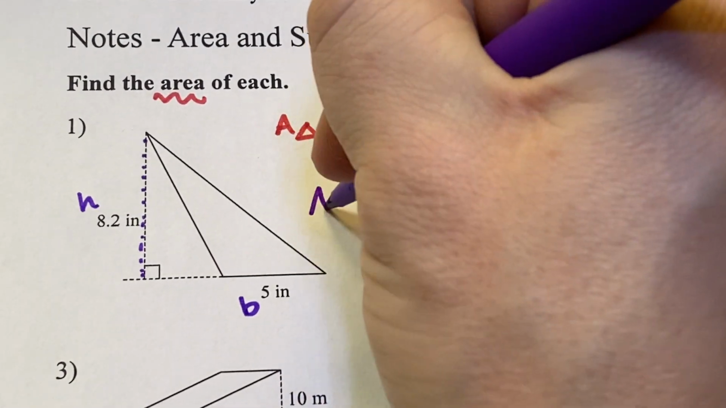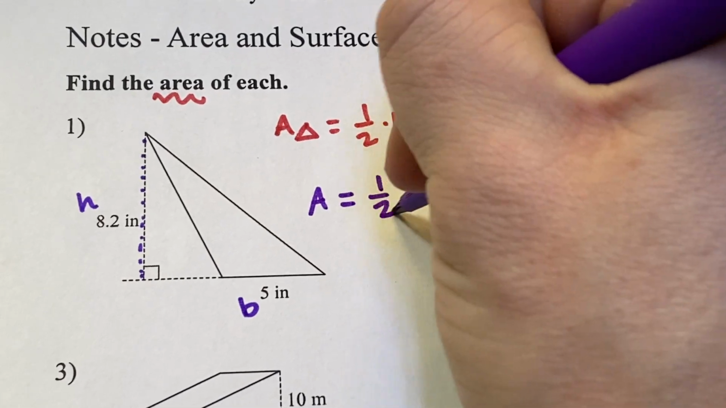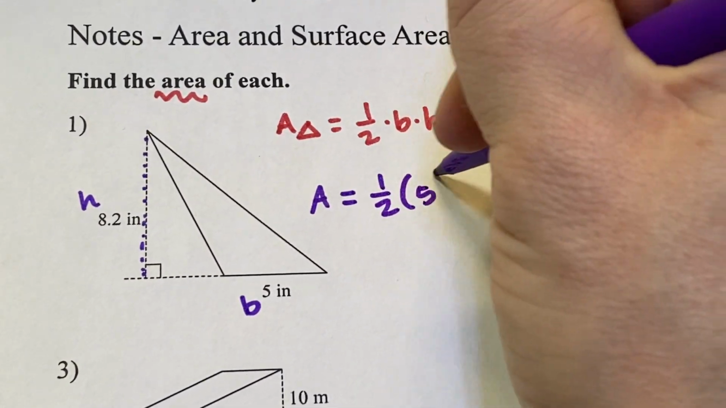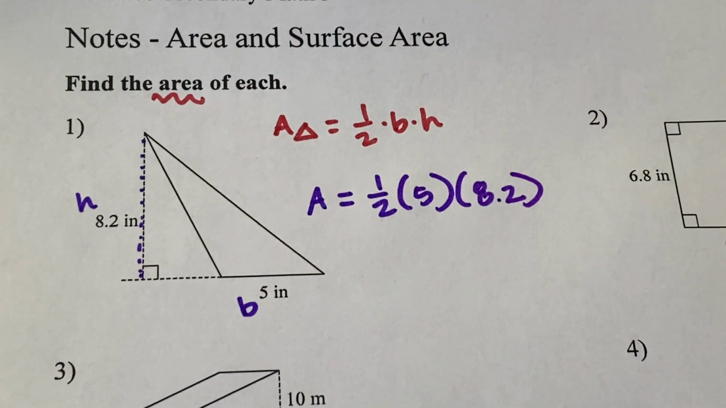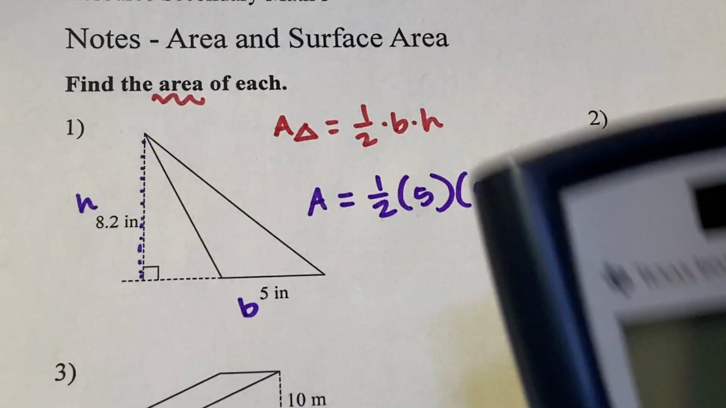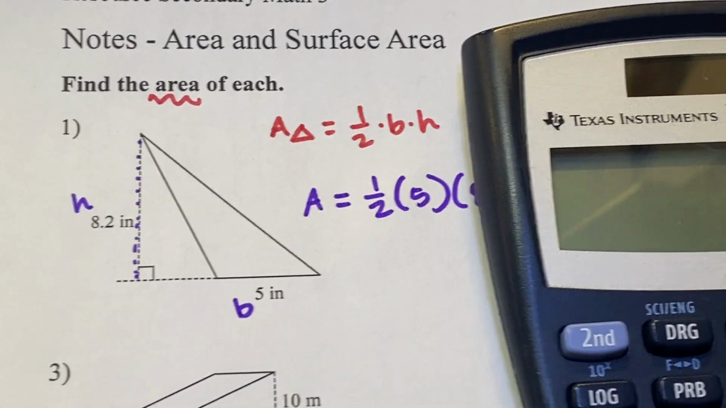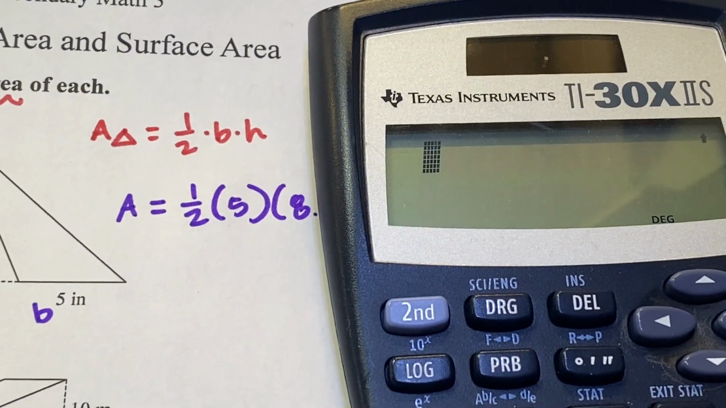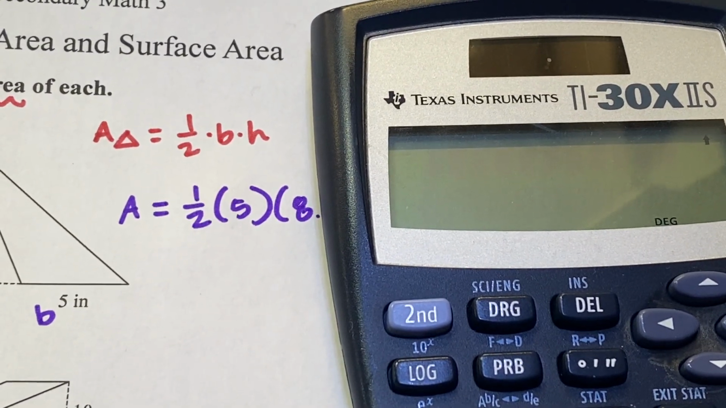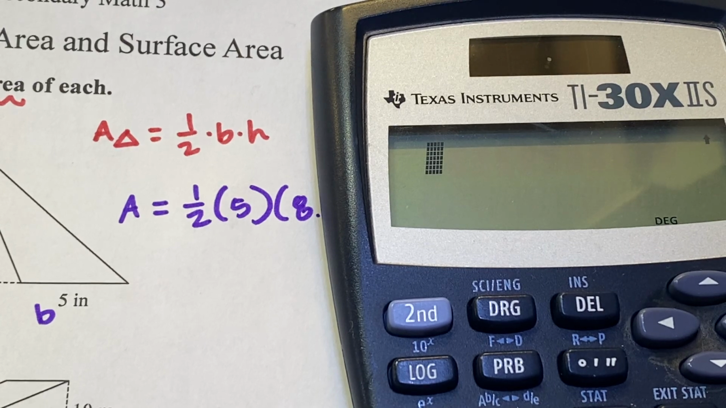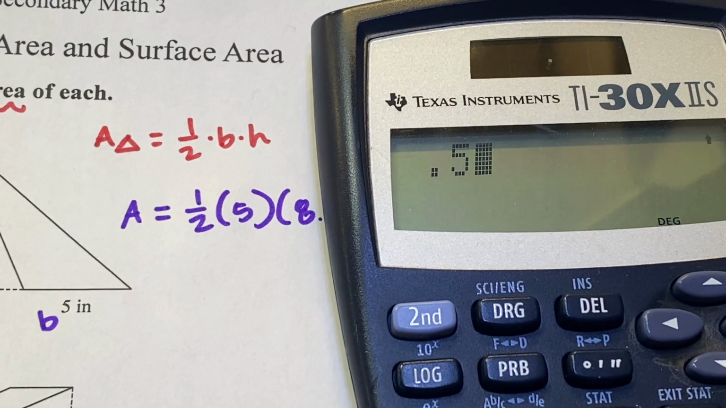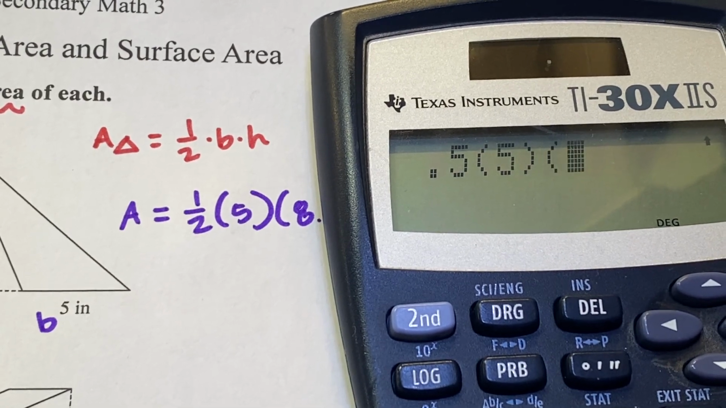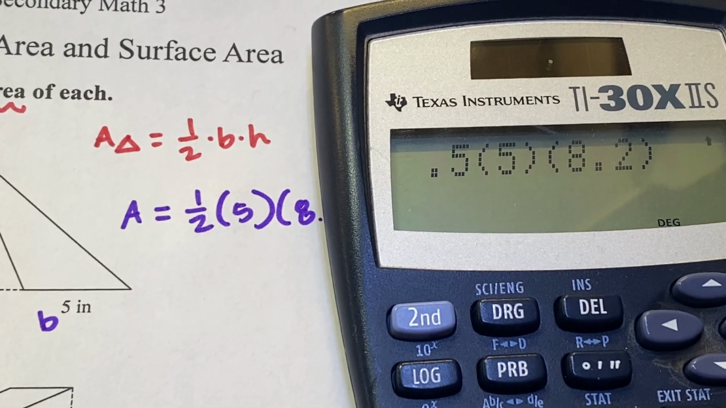Okay, so let's go ahead and plug it in. Area equals 1/2 times my base, which is 5, times my height, 8.2. Oh, that's fun. We're getting some new formulas. Okay, now, go into my calculator. 2 options here when typing in 1/2, you guys. What is the decimal for 1/2? 0.5. Okay, so I could type in 0.5 parentheses 5 parentheses 8.2. That all just means I'm multiplying it.